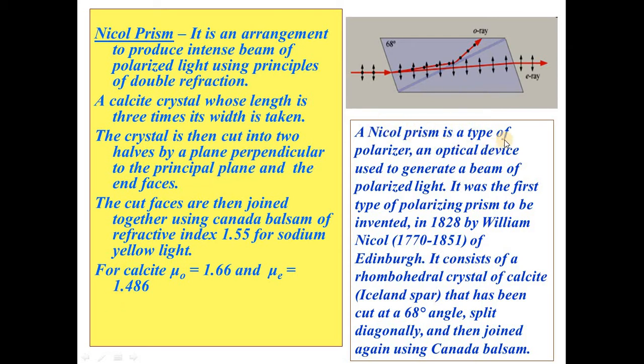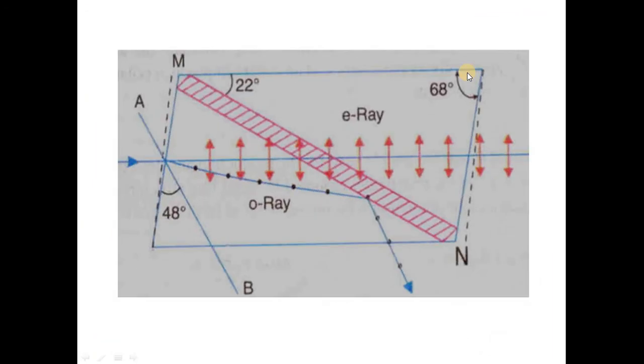Another description is also given here about the Nicol prism. The Nicol prism is a type of polarizer, an optical device used for generating polarized light, and it was first fabricated in 1828 by William Nicol. It is made up of a rhombohedral calcite crystal with its length 3 times its width, and it has been cut at an angle of 68 degrees so as to split it diagonally, and it is joined together using Canada balsam.